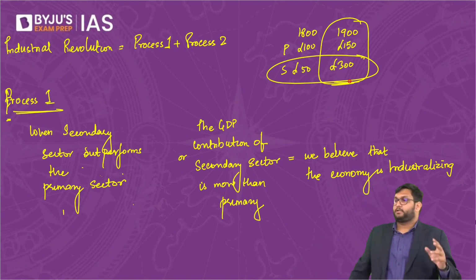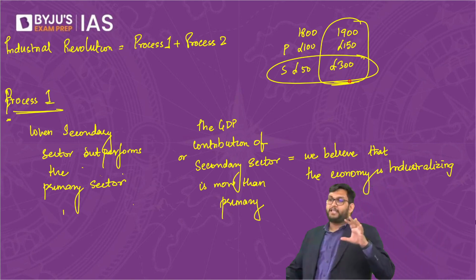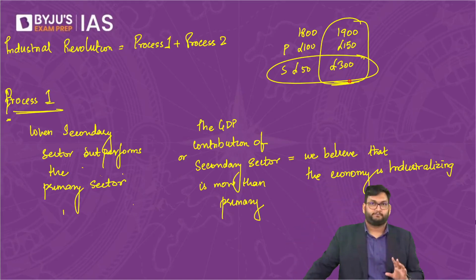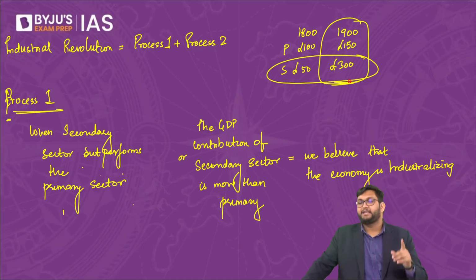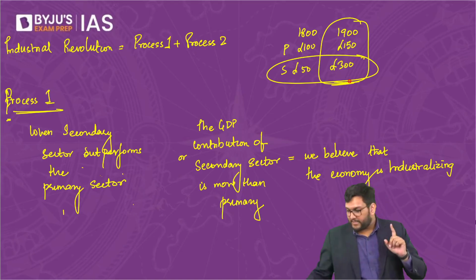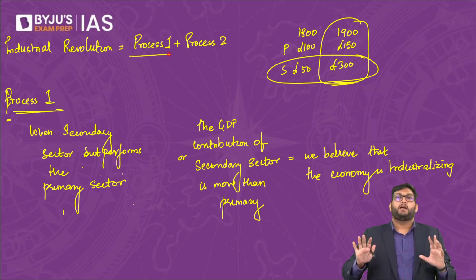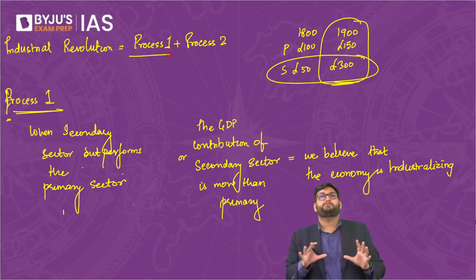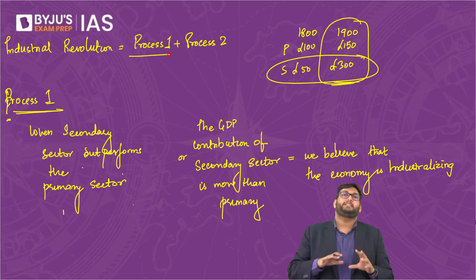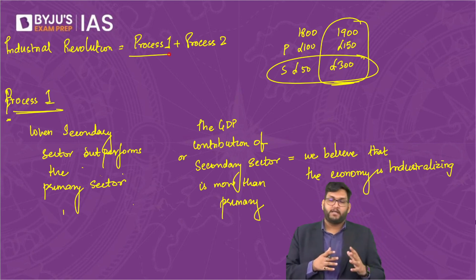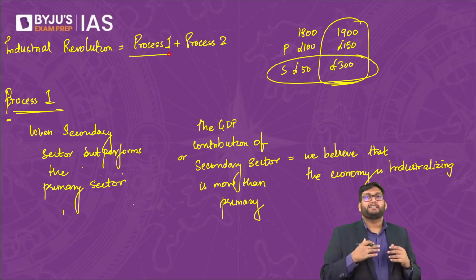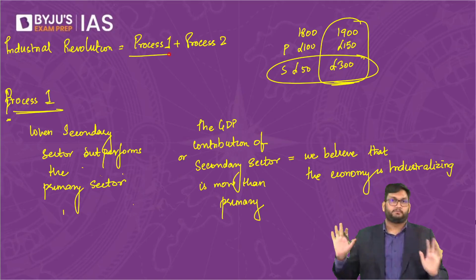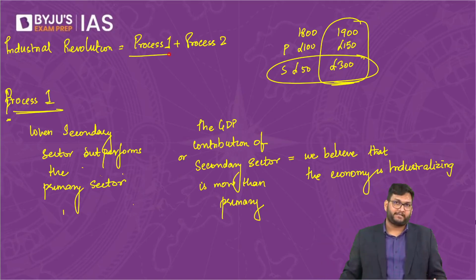Now, what people tend to do is that they define industrial revolution as also this, that when secondary outperforms primary. But that is technically not true. The first is only an artificial indicator. When your secondary outperforms your primary, it is not truly that the country has gone through industrial revolution. It only is an indicator that yes, your secondary sector is good and it is outperforming the primary sector.